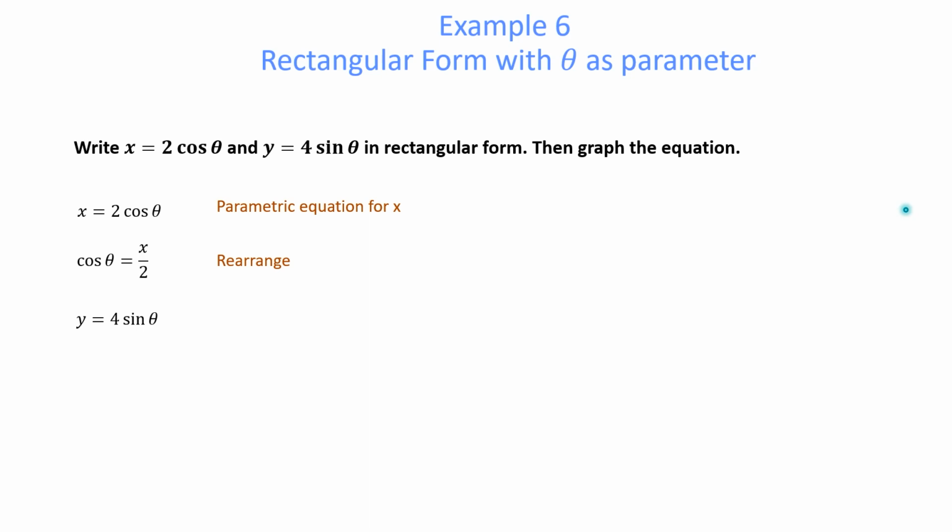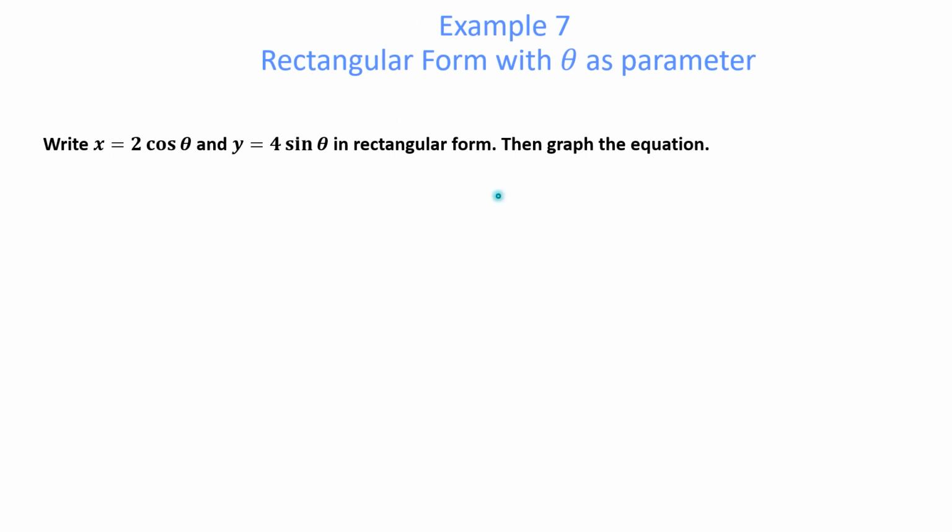Now the equation for y, which is 4 sin theta. After rearranging, we get sin theta equals y upon 4. Now we know the Pythagorean identity, which is sin square theta plus cos square theta equals 1. We substitute the values of sin theta and cos theta in the Pythagorean identity. So we get (x upon 2) the whole square plus (y upon 4) the whole square equals 1.